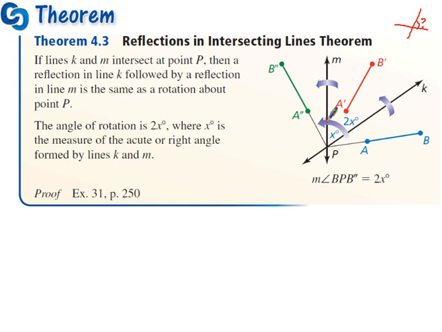Now, the angle between the lines, this angle right here, they call x. It's the angle between the 2 intersecting lines that they are being reflected over. The overall angle of rotation is 2x. So let's say this was 30 degrees, it would be a 60-degree angle of rotation. If it was, let's say, 20 degrees, it would be 2 times 20, a 40-degree angle of rotation.